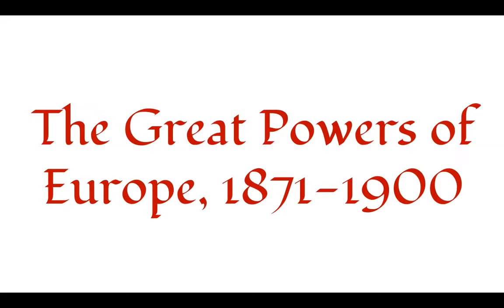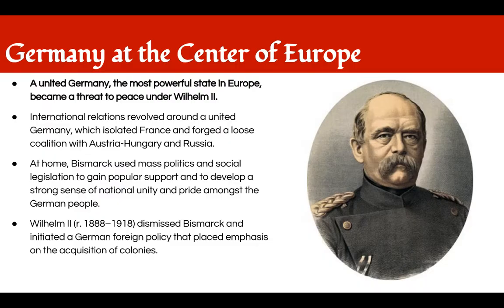And we're going to start with the great powers of Europe, and mainly with Germany. The big ideas will probably be in bold, and then we'll have the rest. But just keep in mind that international relations in Europe centered around the unification that we see in Germany. This led to the isolation of France and a loose coalition with Austria-Hungary, which is this new empire that comes about, and Russia, of course.